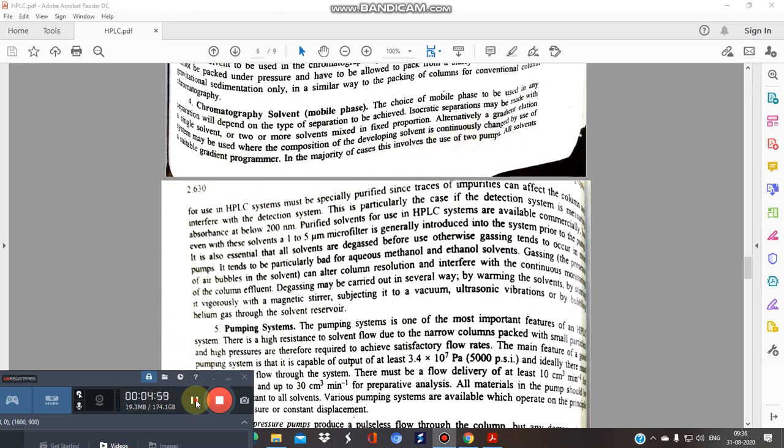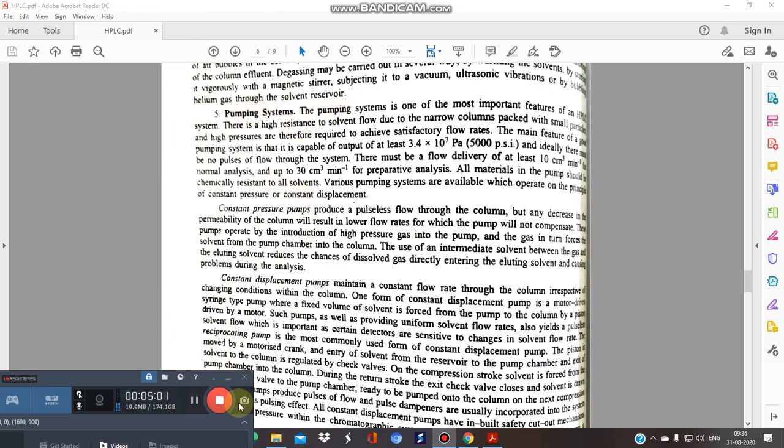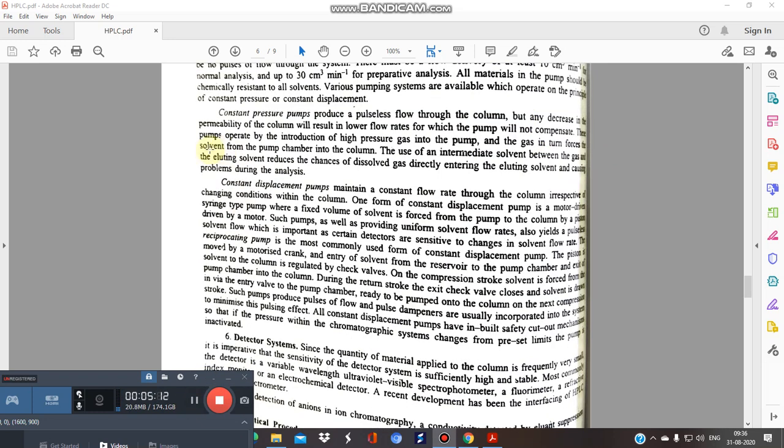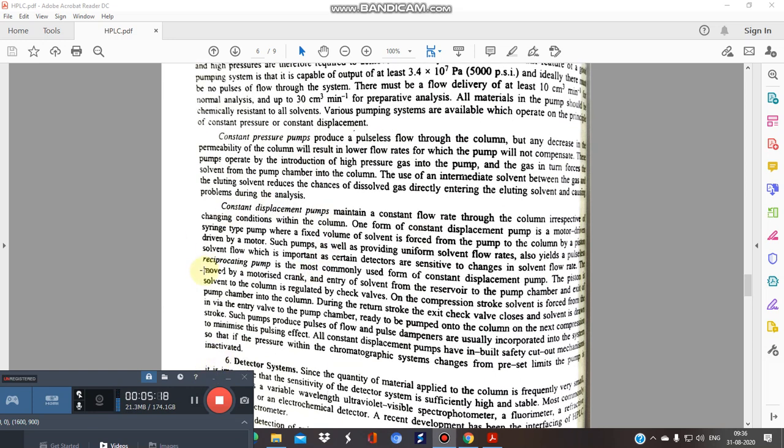Okay. Next is the pumping system. We have covered this point. There are different types of pumping systems, and here the limit given is 5000 psi, the pressure that is maintained. We use different types of pumps like constant pressure pumps, okay, and constant displacement pumps are also there, like the reciprocating pump.